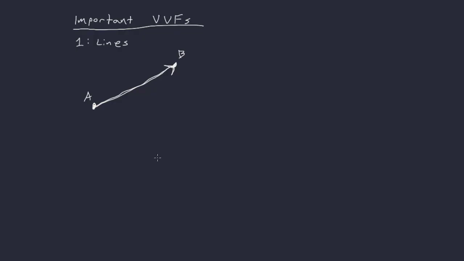All right, so let's talk about some of the important vector valued functions that we should be able to just create when needed, because we will need to do this at some point. So when we want to do lines, and specifically a line segment going from A to B, how we typically want to do this is we usually want our starting point at t equals 0 and our ending point at t equals 1.